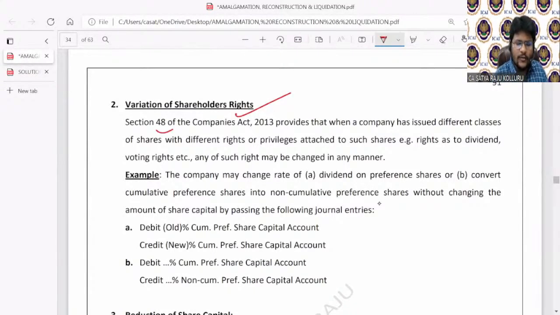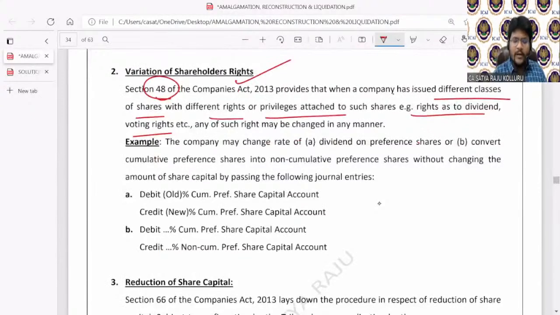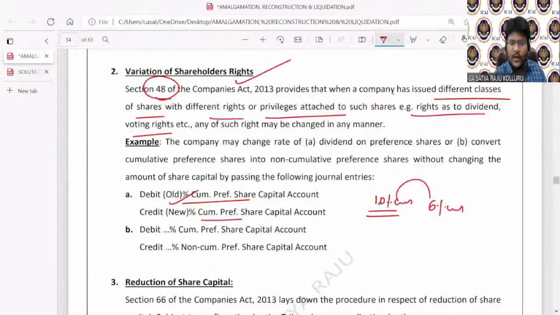Now coming here, variation of shareholders' rights, section 48. The variation relates to when a company has issued different classes of shares with different rights or privileges attached to such shares, for example, rights as to dividend and voting rights. If any variation is there with respect to dividend or voting rights, we can call it variation of shareholders' rights. Certain examples are given. Old cumulative preference shares are converted into a new percentage of cumulative preference shares. I mean to say, maybe 10% cumulative preference shares are converted into 6% cumulative preference shares. Then the old percentage of cumulative preference shares needs to be debited and the new percentage needs to be created. Maybe cumulative preference shares are converted into non-cumulative preference shares. These are the journal entries.